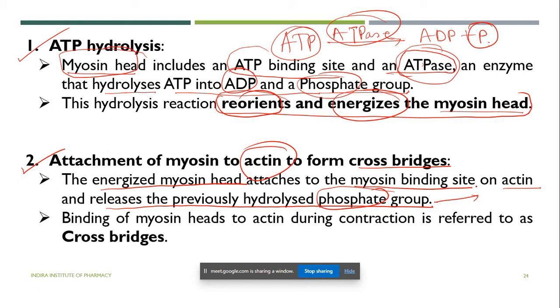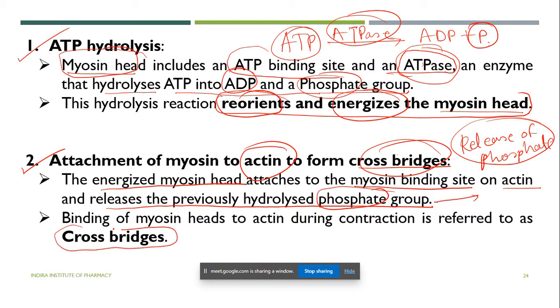Okay, so the main point of this second step of the sliding filament mechanism, or contraction cycle, is the release of phosphate. First thing is the formation of cross bridge. Second thing is the release of phosphate. So these two things must come in your answer. The binding of myosin heads to actin during contraction is referred to as a cross bridge.